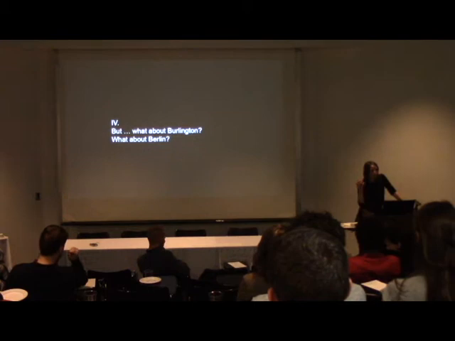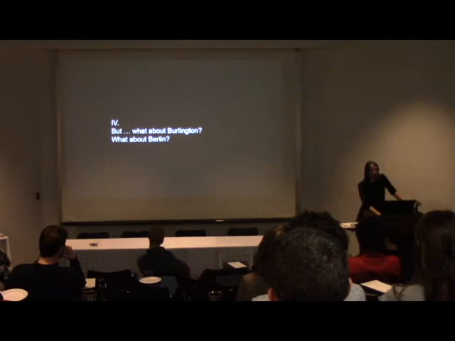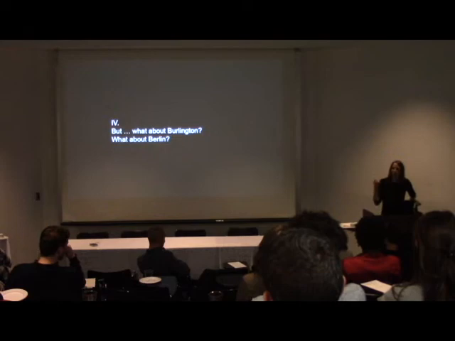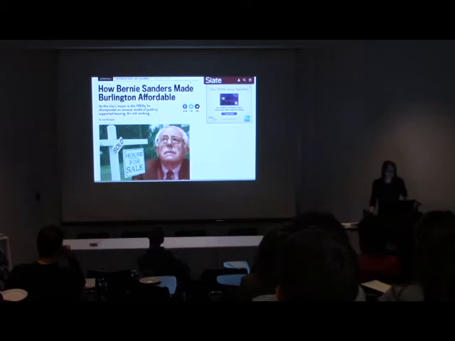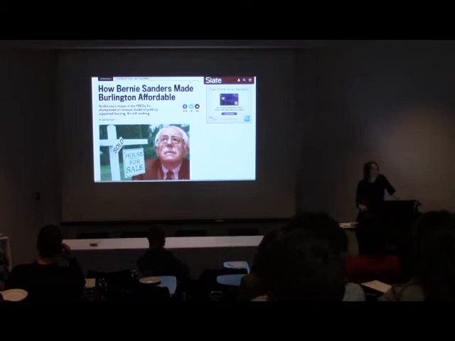So what about Burlington, Vermont, where Bernie Sanders used to be the mayor? And what about Berlin, which has become sort of a central point for the Baugruppen? Baugruppe is a building group, literally people who come together to build something. So Sanders actually introduced the Community Land Trust in Burlington while he was mayor there in 1984. It now operates about 2,000 rental apartments and 500 home ownership.